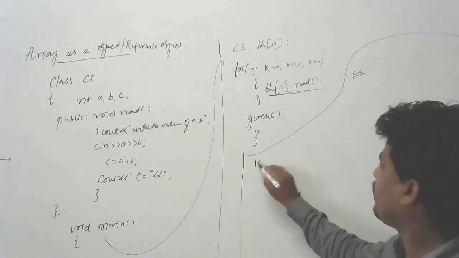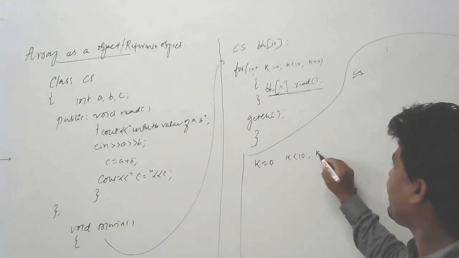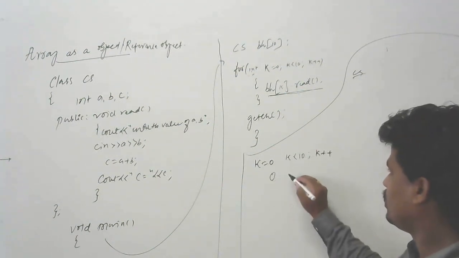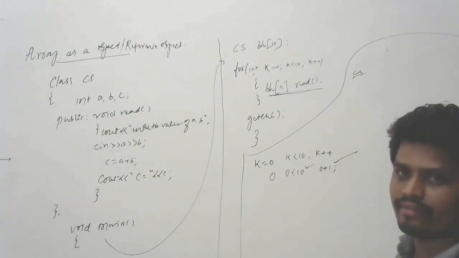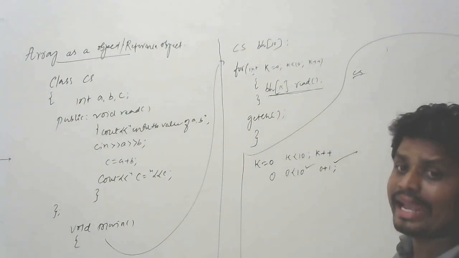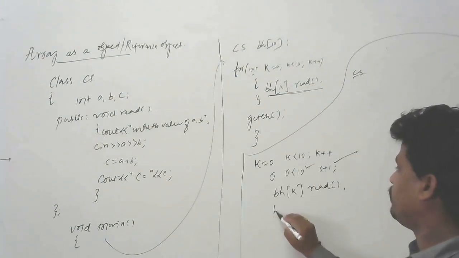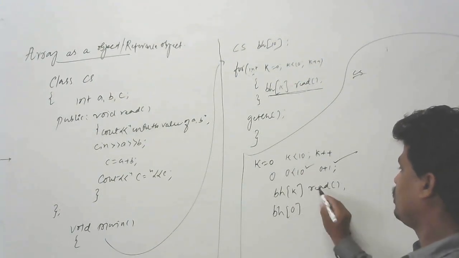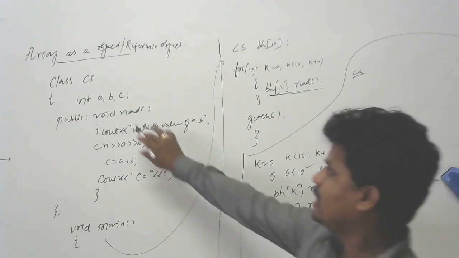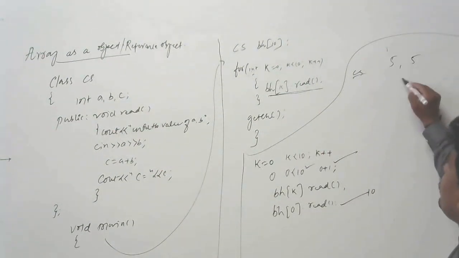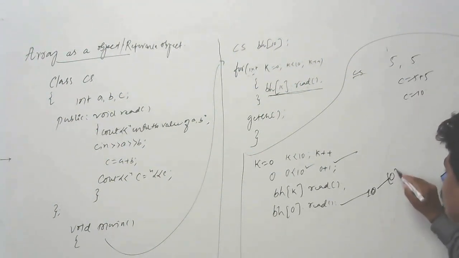First, what I have taken, K value is 0. Then K is less than 10. K plus plus I have mentioned. So chalo, it's 0. 0 is less than 10. Condition is true. 0 plus 1. The value of K will be changed only when this particular block gets executed. So BH of K dot read. What is the value of K? 0. Read function. The first value is going to be printed. So for example, if I have entered a as 5, b as 5, so c equals 5 plus 5. So that will be 10. So first 10 will be printed for the 0th memory block.